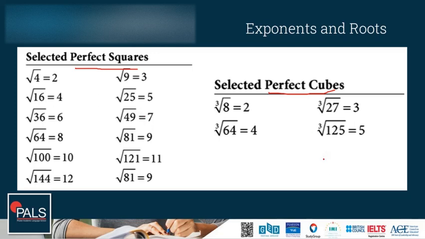These are the common perfect cubes. The cube root of 8 is 2, the cube root of 27 is 3, the cube root of 64 is 4, the cube root of 125 is 5.